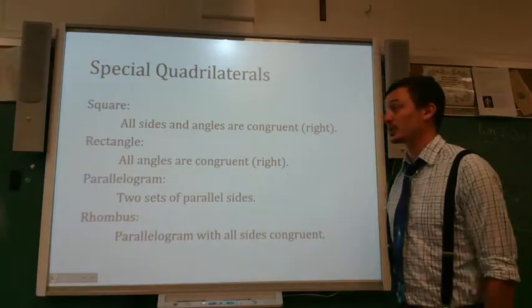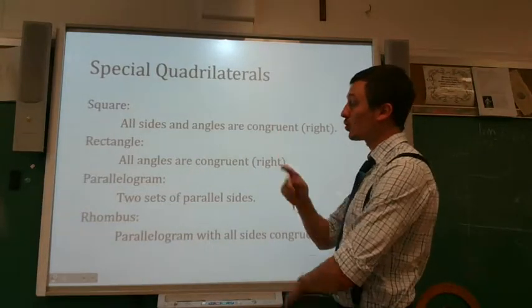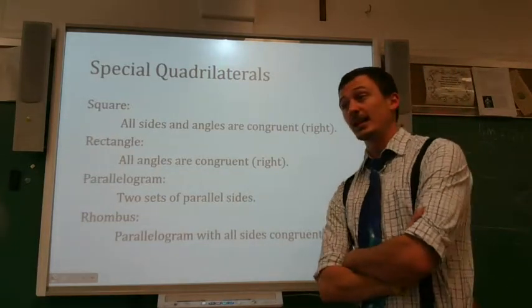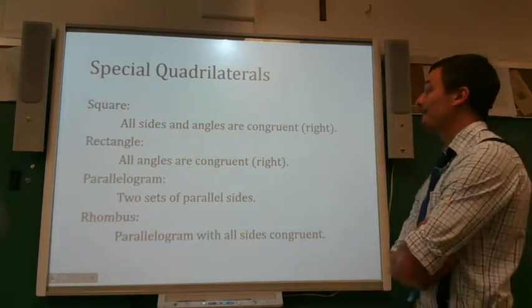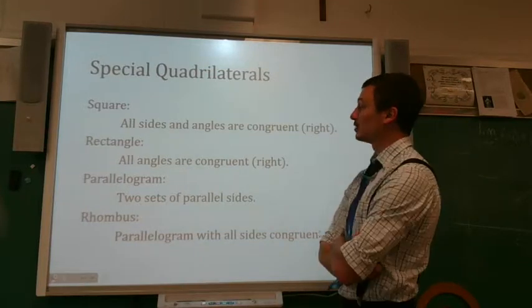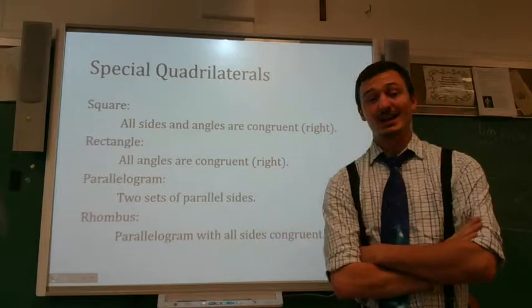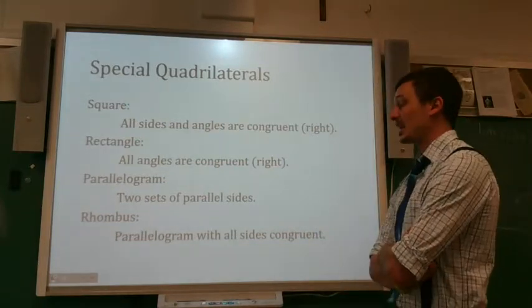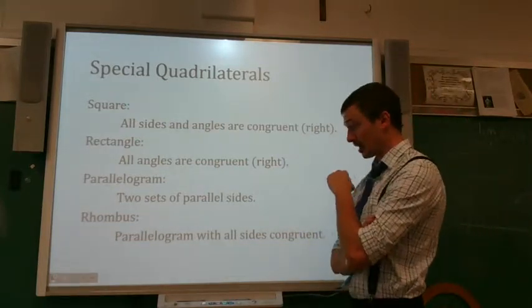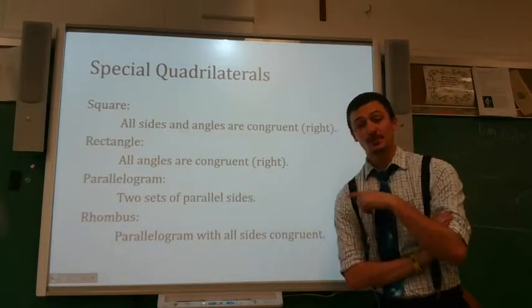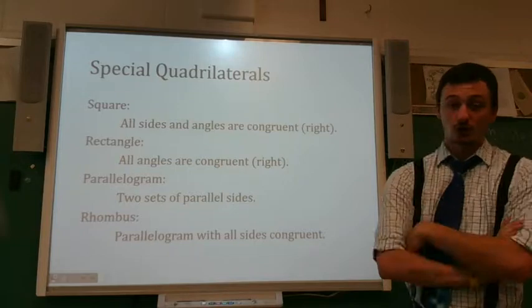There are special quadrilaterals. Specifically, a square is where all sides and angles are congruent. In a quadrilateral, if the angles are congruent, they will all be right angles. In a rectangle, all we know is that all the angles are congruent. In a parallelogram, you have 2 sets of parallel sides. And a rhombus is a parallelogram where all the sides are also congruent.